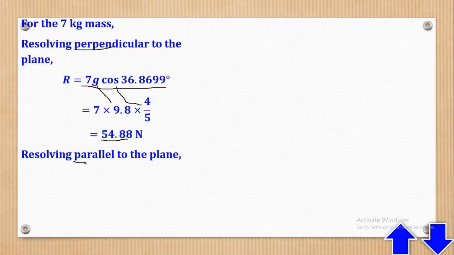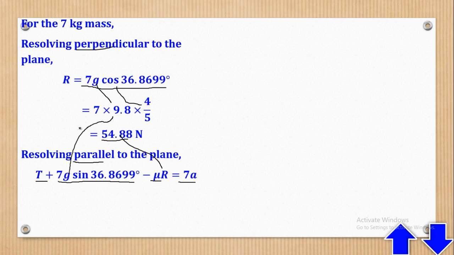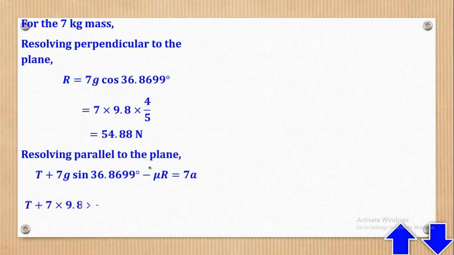What about resolving parallel to the plane? Just like we already saw, when I resolve parallel to the plane, I'll come up with T plus 7g sine 36.8699 degrees minus mu R equal to 7a. Now that I've got R and I know g, I can substitute. I also know mu was 0.6, so I'll substitute for those values. We realize that we have two unknowns here. Next is to simplify. When I simplify, that will be my equation 1 with two unknowns.